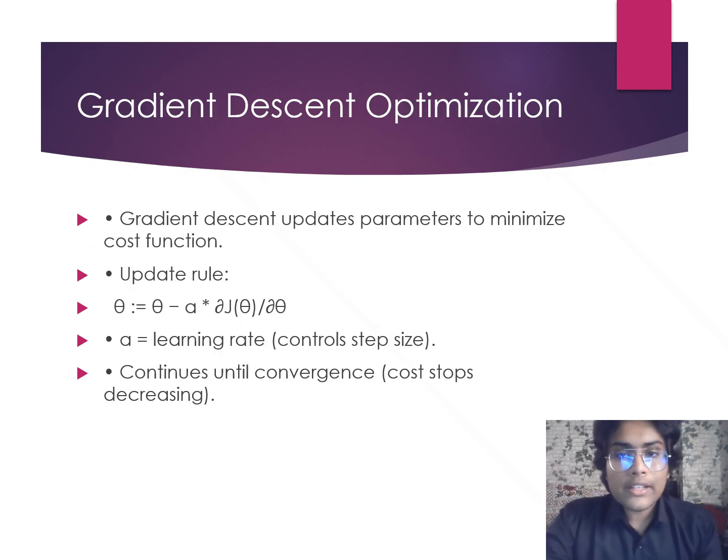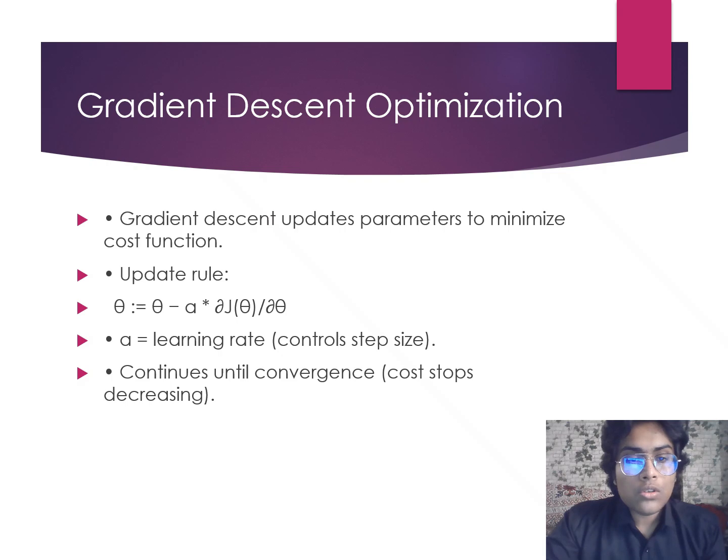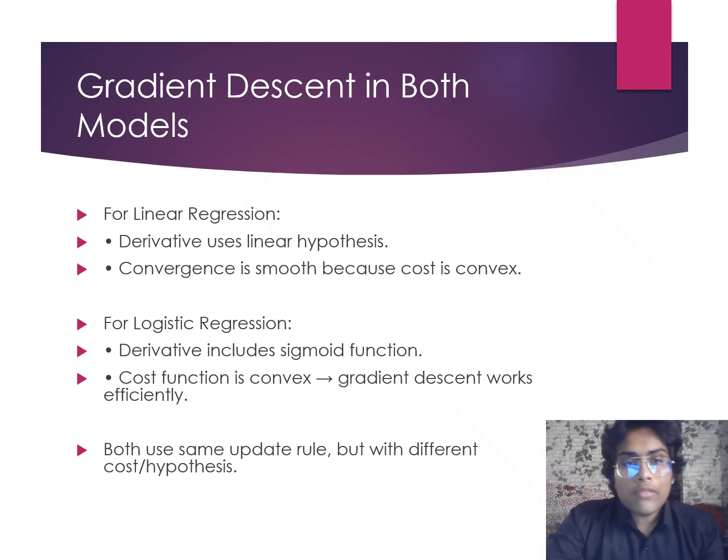So here is gradient descent optimization. Gradient descent updates the parameters to minimize the cost function. Here is the update rule: theta is equal to theta minus alpha times the partial derivative of J(theta) with respect to theta. Alpha is the learning rate, which controls the step size, and it continues until convergence, or we can say until the cost stops decreasing.